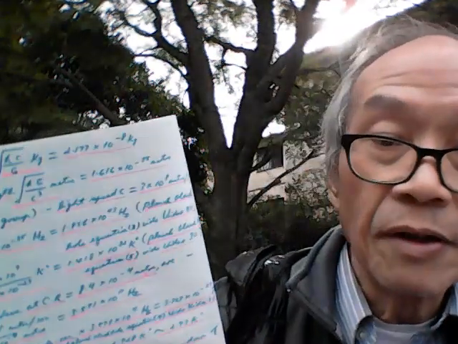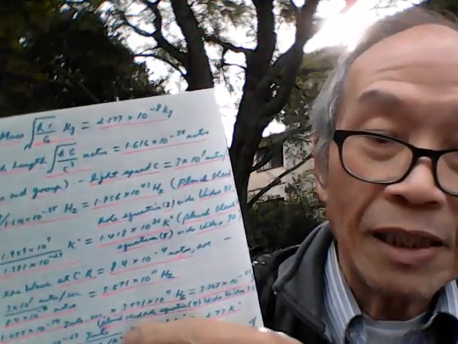And this photon's wavelength is 21 centimeter. That's why it's called the 21 centimeter hydrogen line. And its frequency is 1420 megahertz.